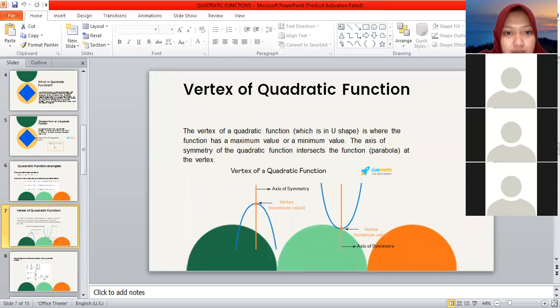Yes, Miss. Vertex of quadratic function. The vertex of a quadratic function, which is U-shaped, is where the function has a maximum value or a minimum value. The axis of symmetry of the quadratic function intersects the function or parabola at the vertex. The vertex of a quadratic function is like in this picture.